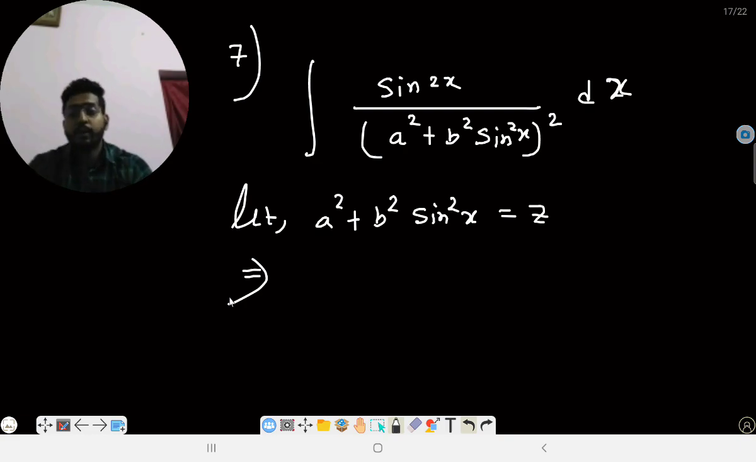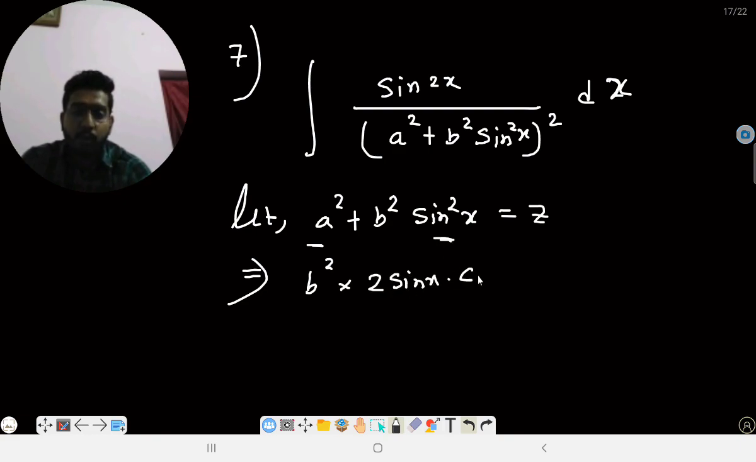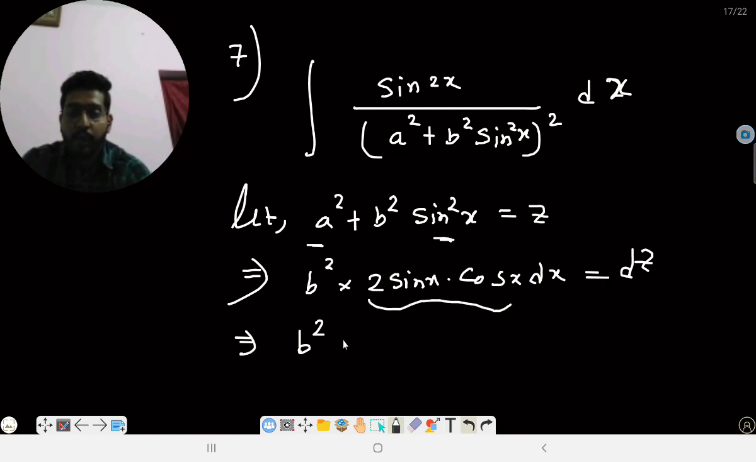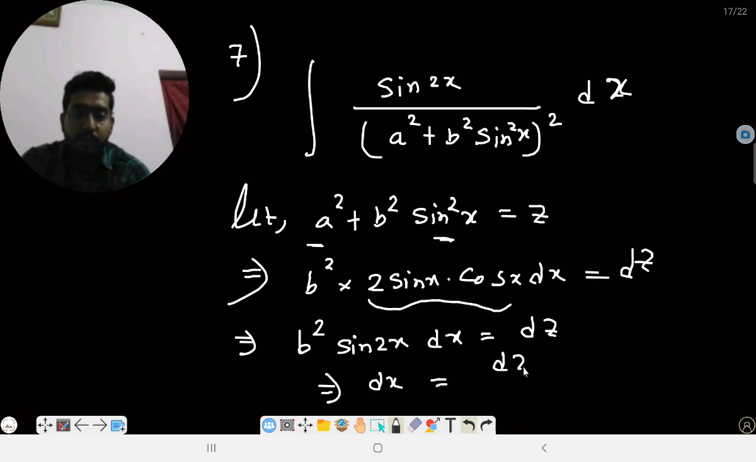So derivative of a square will be 0. Then that will be b square, and sine square x will be 2 sine x cos x dx equals dz. Now 2 sine x cos x, what is the value here? Sine 2x, that means b square sine 2x dx equals dz. That means dx will be dz by b square sine 2x.